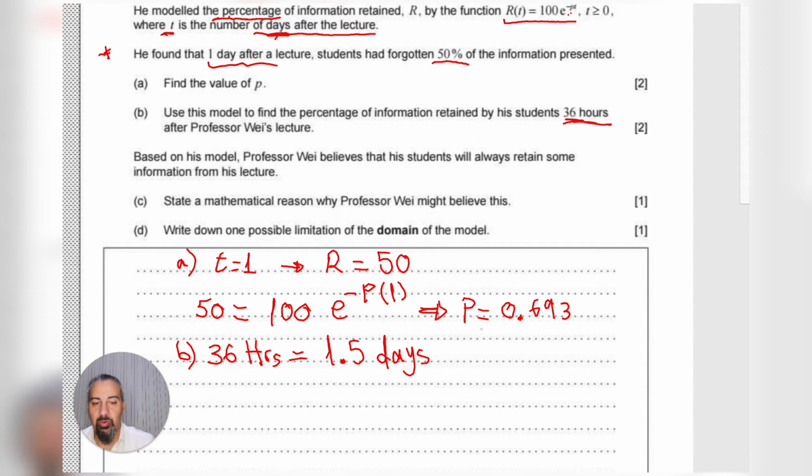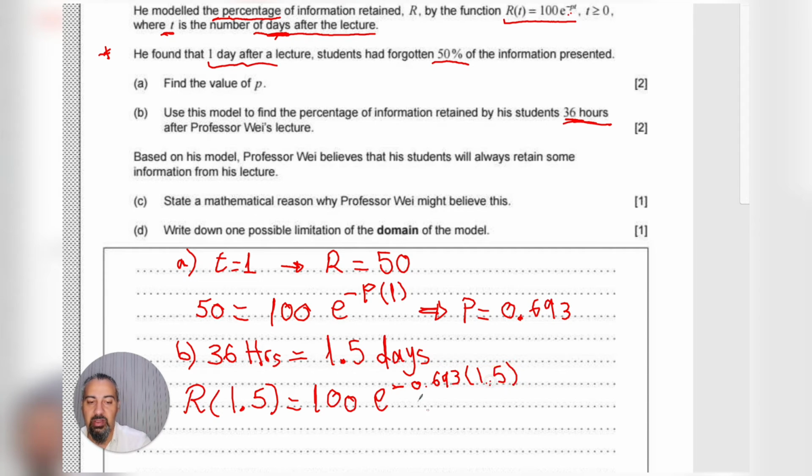We will substitute t with 1.5 to get R of 1.5 equals 100 e negative p. We know p now, 0.693, and t is 1.5. Substitute this into the calculator. R of 1.5 equals 35.4%.